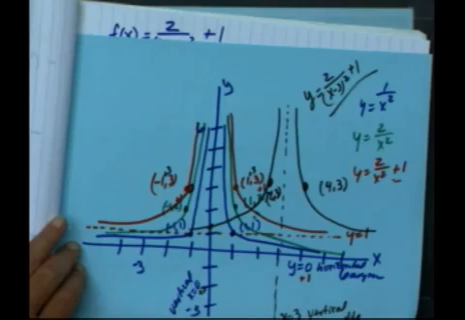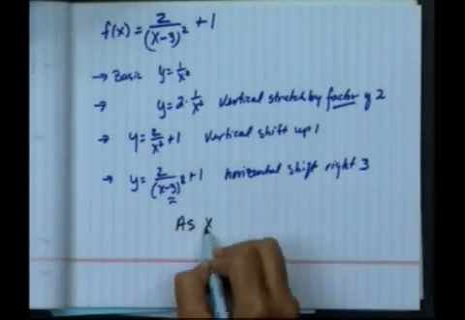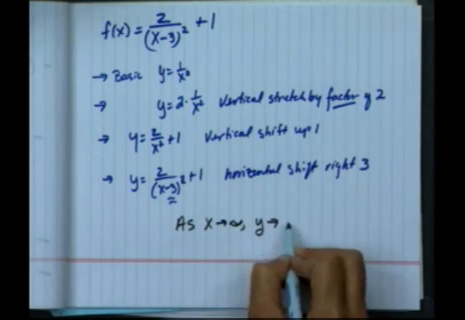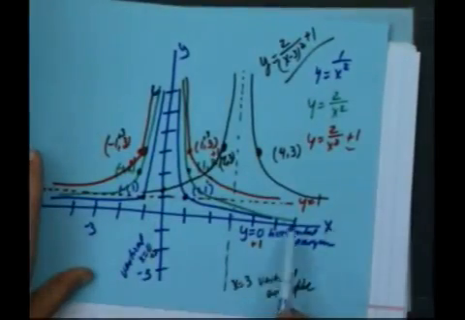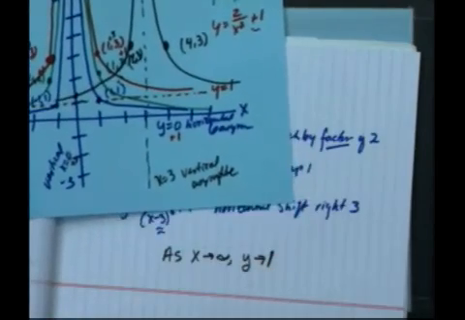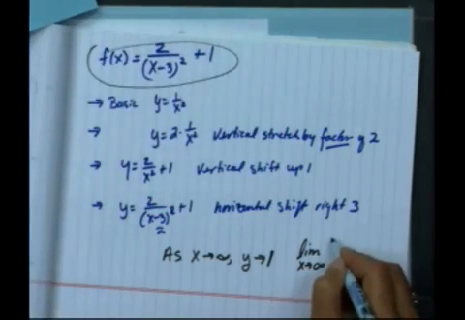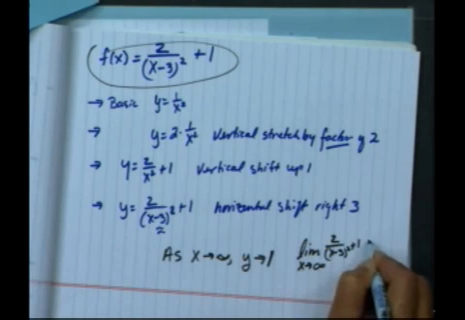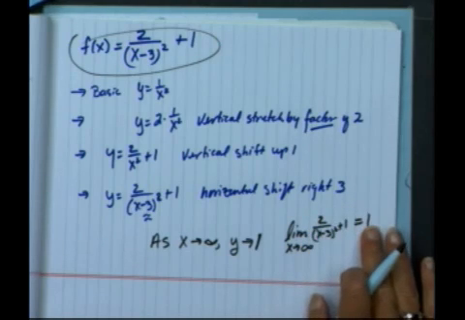Okay, let me ask you a question about this. Do I need to hold that any longer for anybody? Okay, as x approaches infinity, what does y approach? As x approaches infinity, for this curve, f of x equals 2 over x minus 3 squared plus 1, what does the y value approach? It approaches the horizontal asymptote, which is 1. We could write that as the limit as x approaches infinity of this function, 2 over x minus 3 squared plus 1, and we say that equals 1. That's just notation, but it means as x approaches infinity, the y value will approach 1.